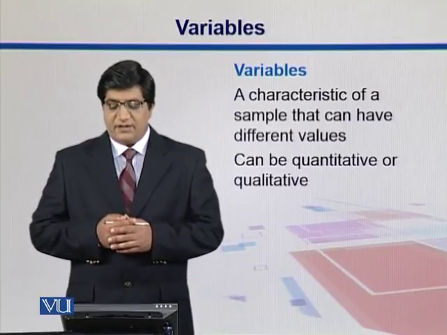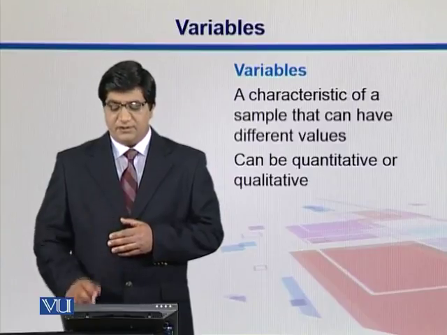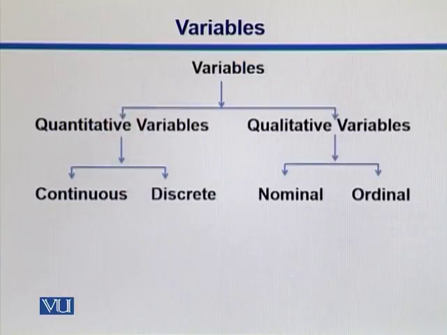A variable is a characteristic of a sample that can have different values. It can be quantitative or qualitative. The variables are generally divided into quantitative and qualitative. In quantitative, we have continuous and we have discrete, where we quantify them so we can get numbers from them. In qualitative, we have nominal and ordinal. Let's look into what these are.